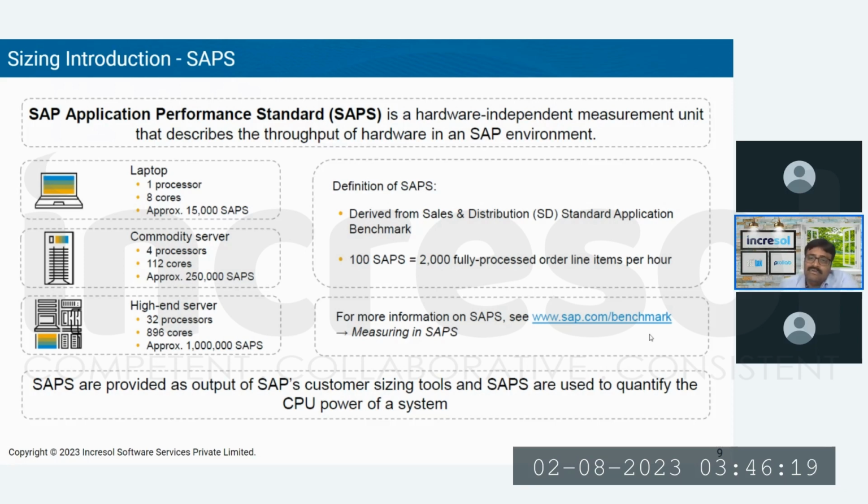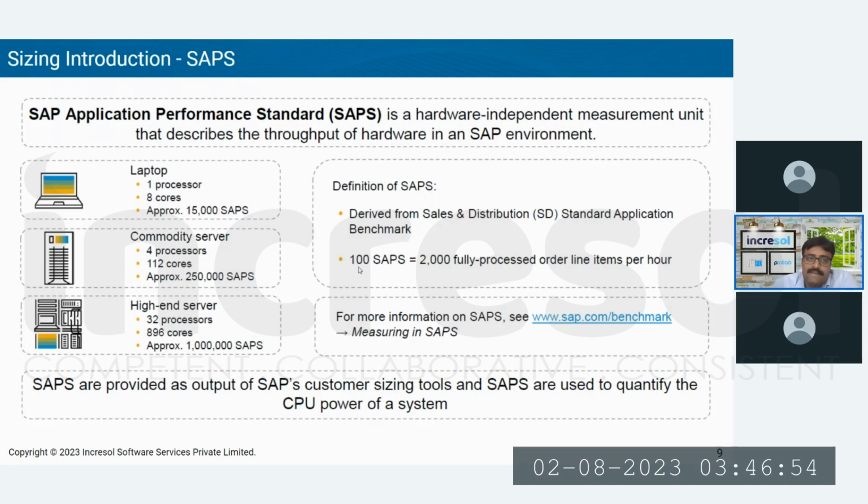The standard is 2000 fully processed order line items per hour. Fully processed in the sense from order to billing, the whole process should complete, and not only the order header part. The number of line items within that order also should be considered. 2000 fully processed order line items per hour will be called 100 SAPs. So based on that, you can understand how many orders are getting processed in your system per hour in the peak hour. We need to consider the peak hour, and based on that number, we can decide the number of SAPs.